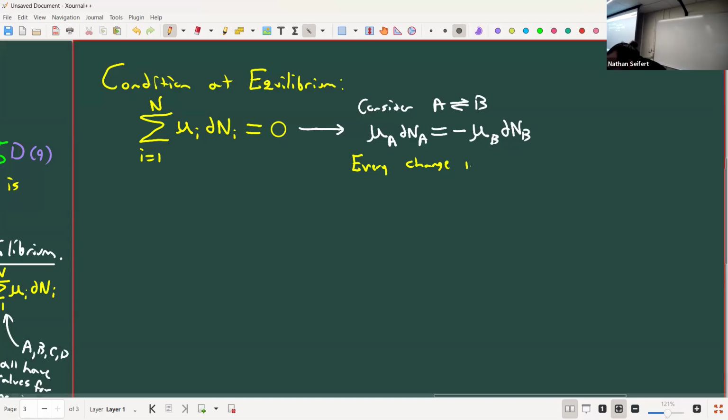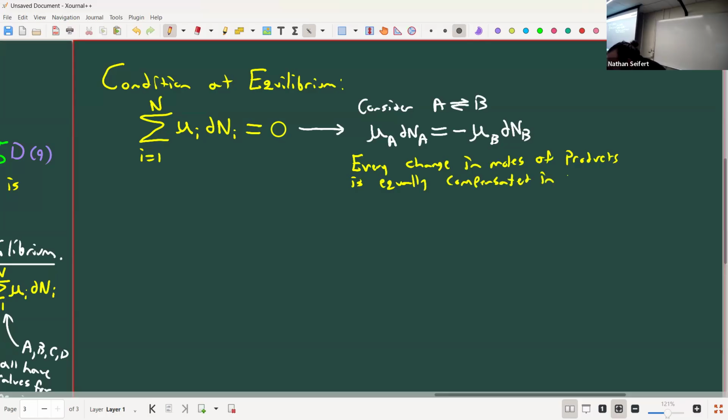So what this means is that every change in moles of products is equally compensated by a loss in reactants. If one goes up, the other one must go down because the sum of them has to be equal to 0. This is chemical equilibrium. This is Le Chatelier's principle in the simplest terms: when you change the conditions, the system will proceed along a route to bring it back to equilibrium.